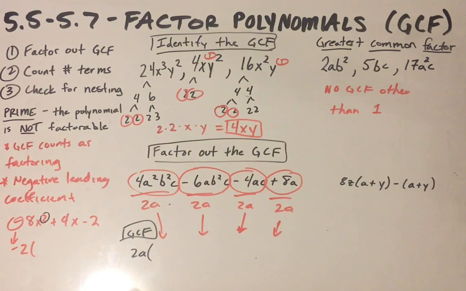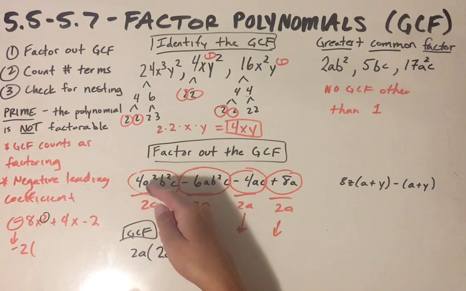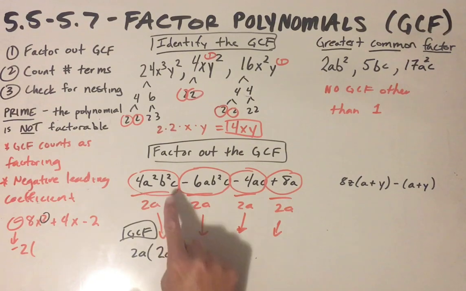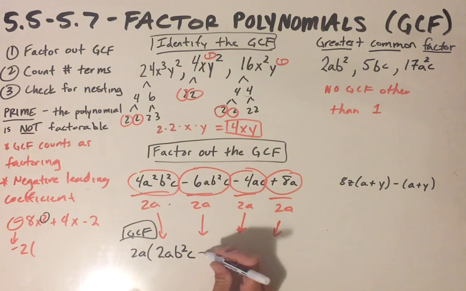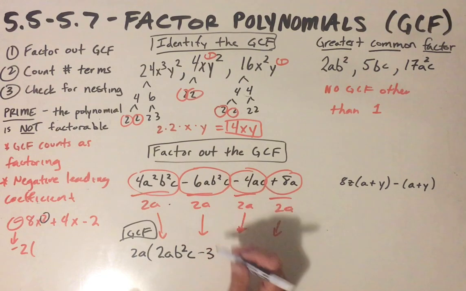Okay, so the result of dividing 4A squared B squared C by 2A is going to be 2A B squared C. So 4 divided by 2 is 2, A squared divided by A leaves me with an A, and then I have this B squared C. The result of dividing negative 6A B squared C by 2A is going to be negative 3, the A's cancel, B squared C.